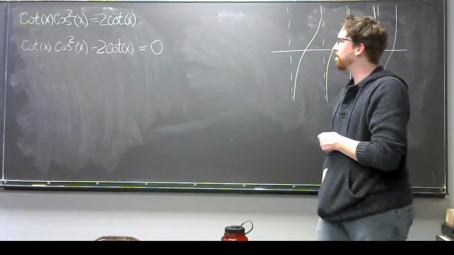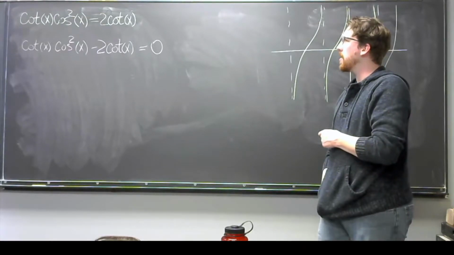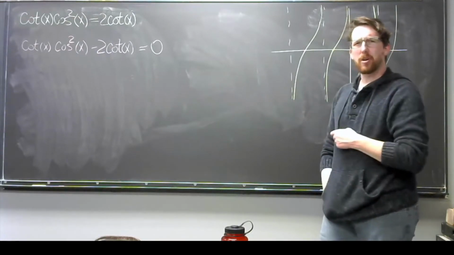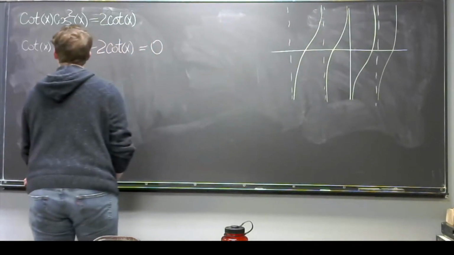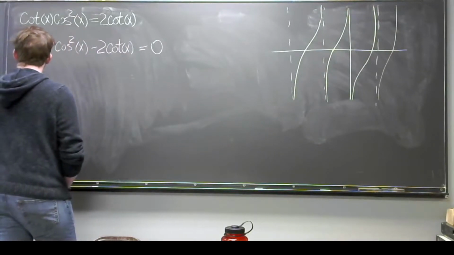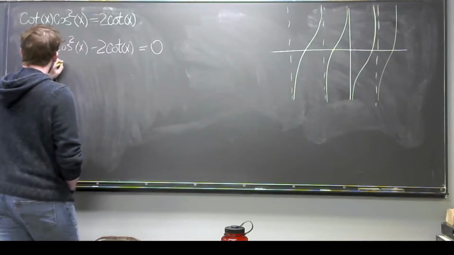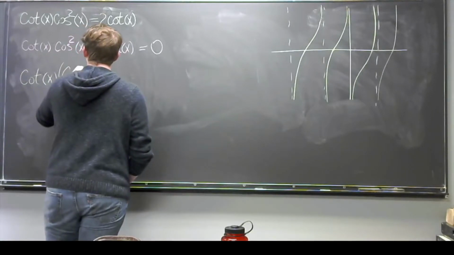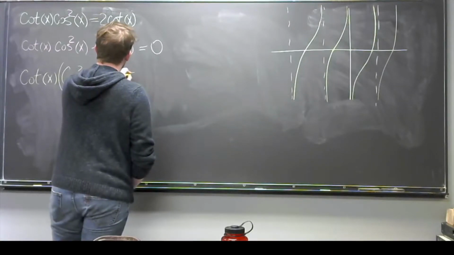Well, if that's the case, we can factor out a cotangent, right? Yeah, so let's do that. Factoring out a cotangent, we're going to find that this gives us cotangent of x times cosine squared of x minus 2 is equal to 0.